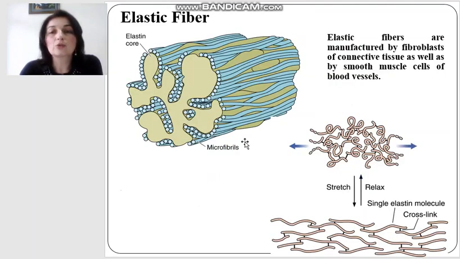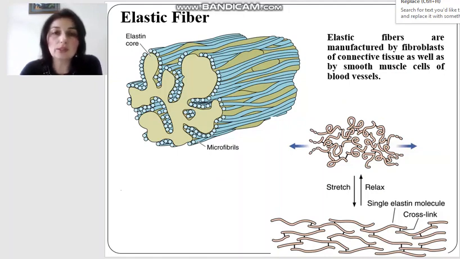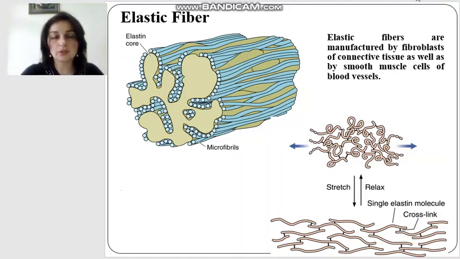Then we are coming to elastic fibers. Elastic fibers, as their name implies, provide elasticity to the connective tissue. Their main components are the elastin protein and fibrillin proteins. Elastic fibers are produced by the fibroblasts of the connective tissue and by smooth muscle cells in the wall of the blood vessels.